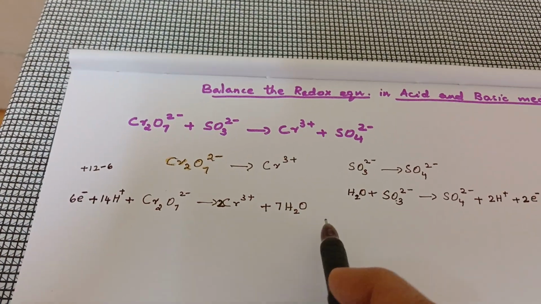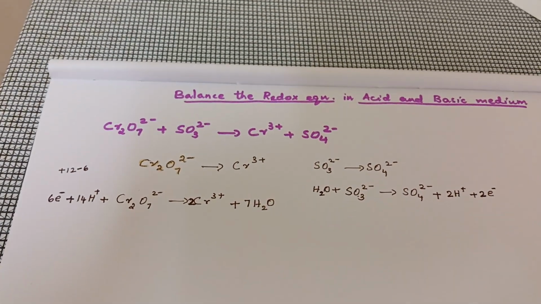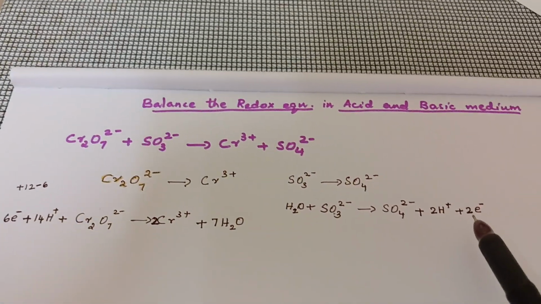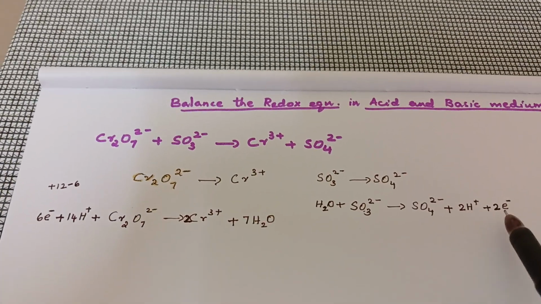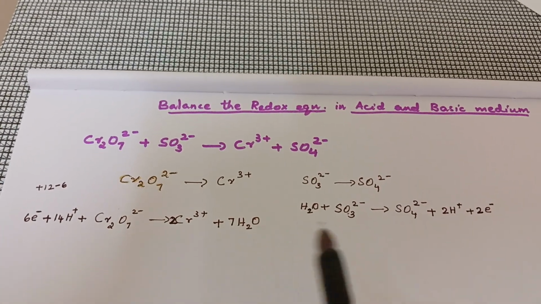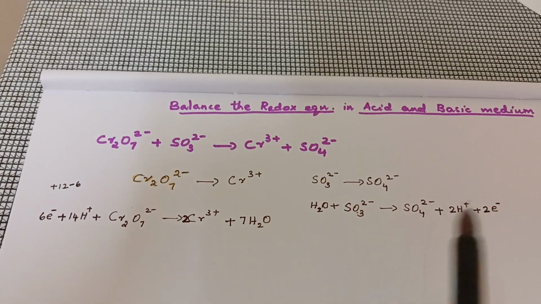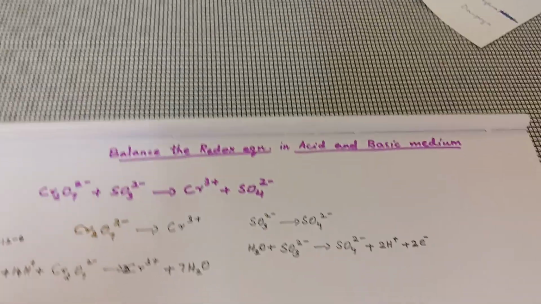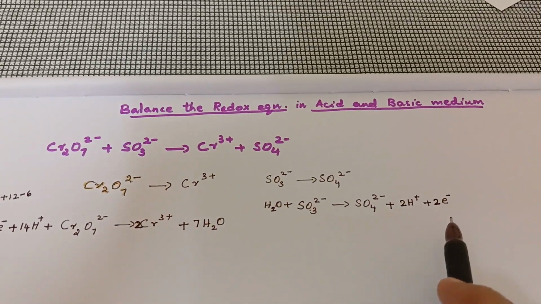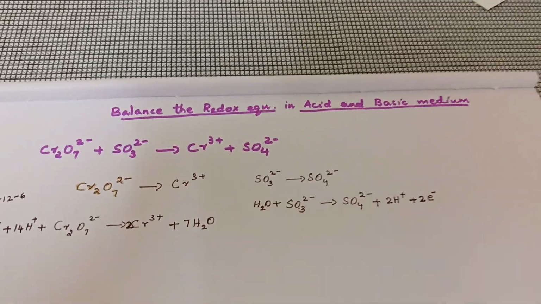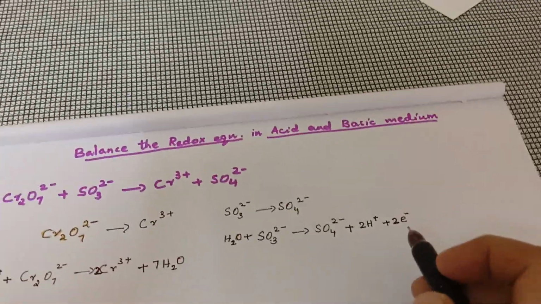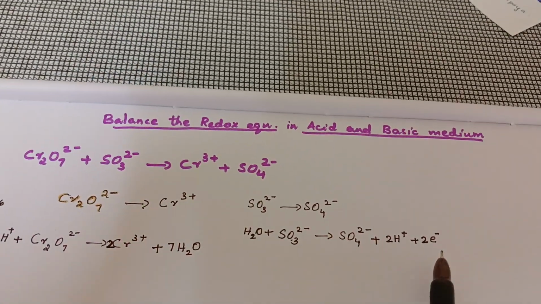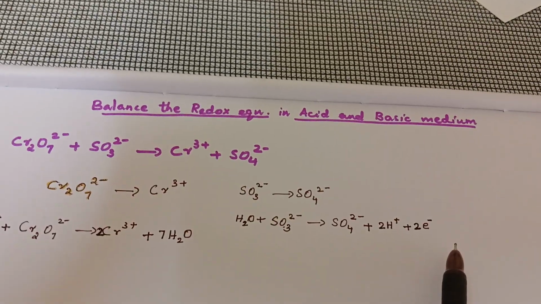Now both equations are ready. But we can see that here we have 6 electrons, whereas here there are only 2 electrons. We need to make the number of electrons the same so that we can cancel them out, because in the final balanced equation, you won't see any electrons.